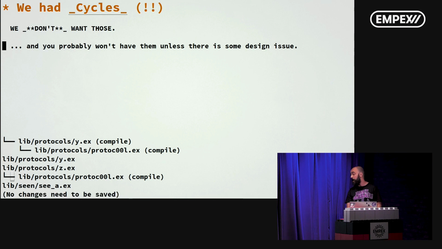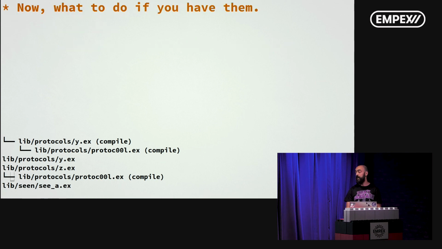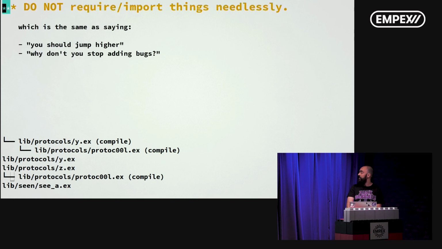And you probably won't have cycles if you have good design. But this is the same as saying, don't create bugs. Stop saying, oh, I have so many bugs in my application. Well, stop writing them. That's not how it works. So if you're in this dire situation, how do you get out of it? Well, first, don't require or import things needlessly, which is like having good design.